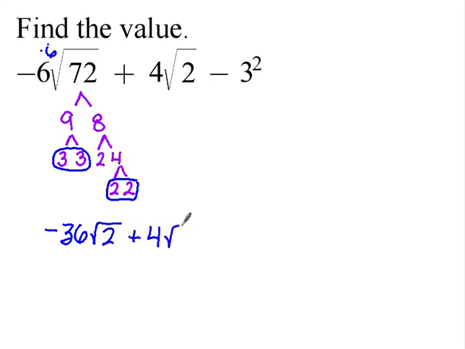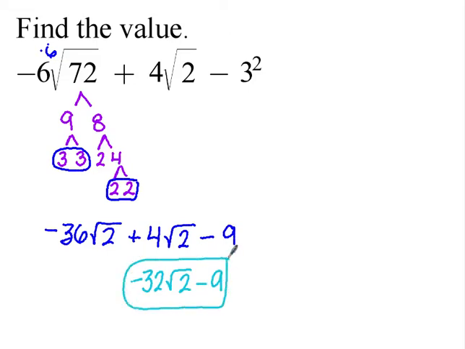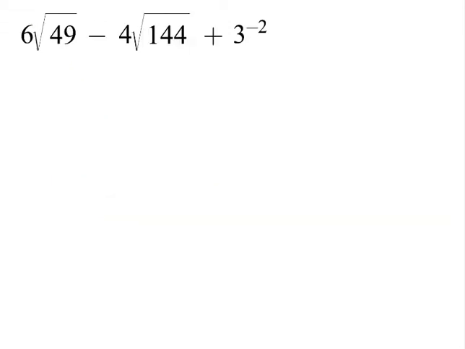Plus 4 root 2 minus what? 9. Nice job. So then what's my final answer going to be? Yep. Perfect. Negative 32 root 2 minus 9. Nice job. So that's good. Let's look at another one.